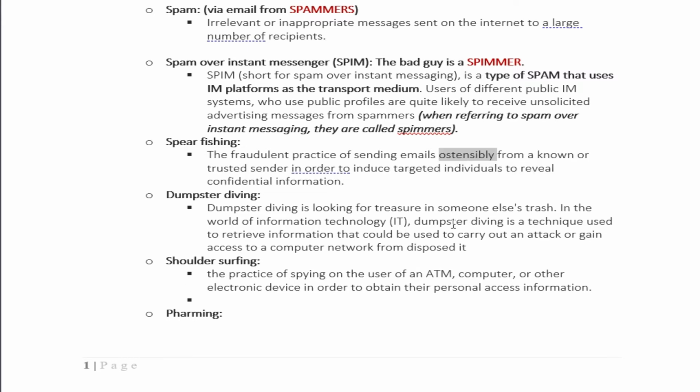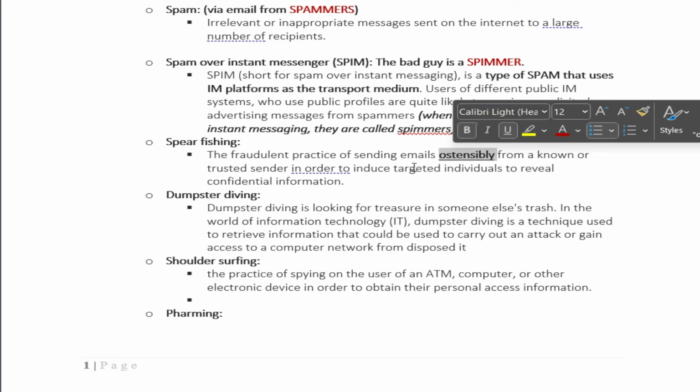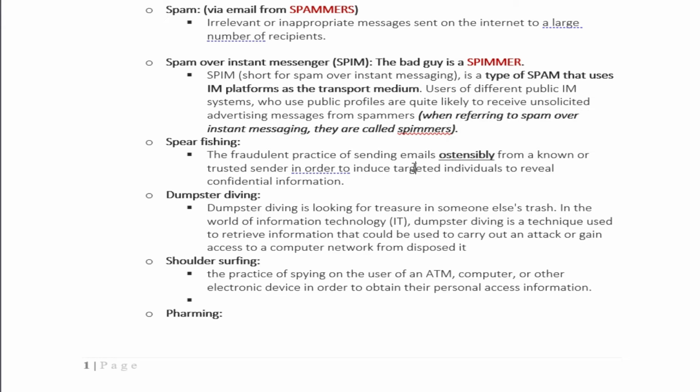Maybe I do need that word. Let's see here. So this one sounds like they're sending you an email from a known or trusted sender. Now, let me explain why this word is important. Ostensibly, meaning it looks like, but it's not.